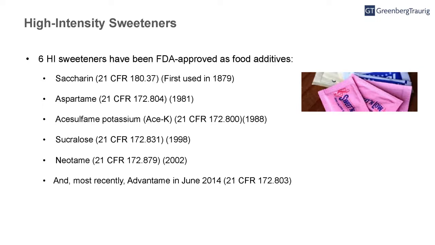Aspartame was the next one, which was approved as a food additive by the FDA in 1981. Then we have acesulfame potassium, otherwise known as ACE-K, which was approved in 1988. Sucralose, one of the more common high-intensity sweeteners, was approved in 1998. Neotame was approved in 2002, and most recently, Advantame was approved just last year in June of 2014.